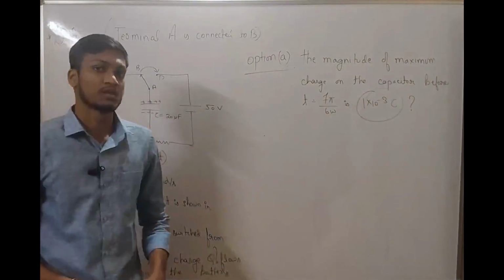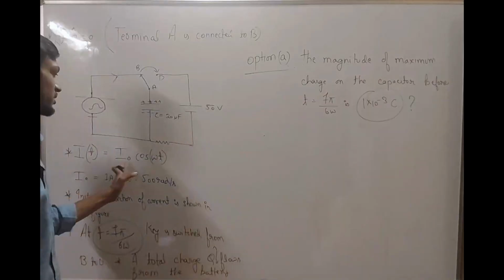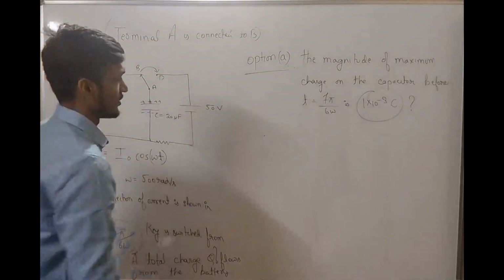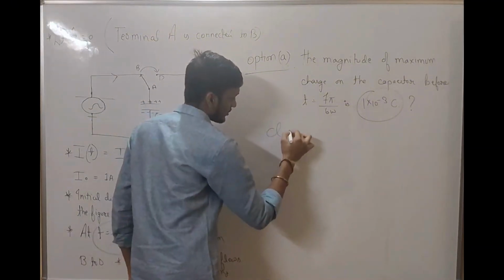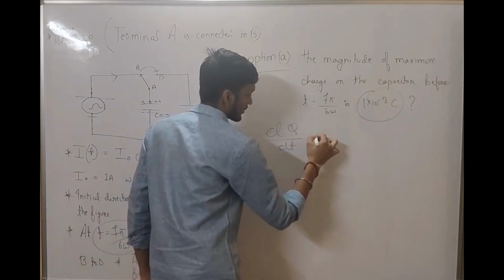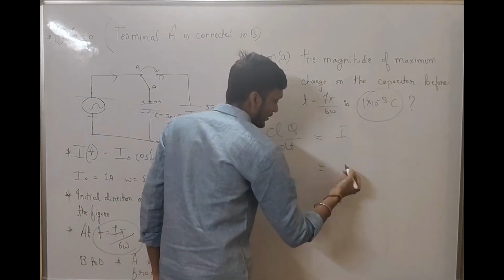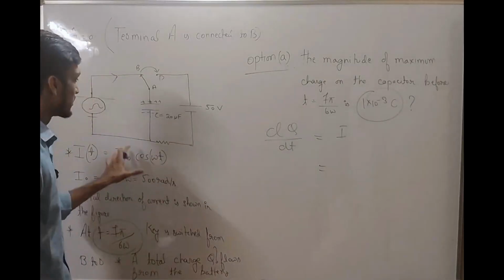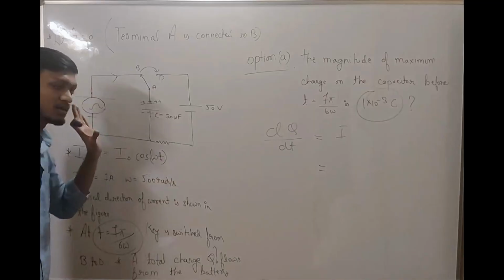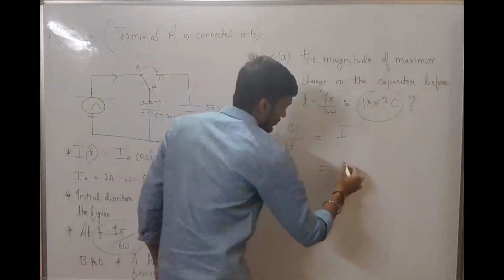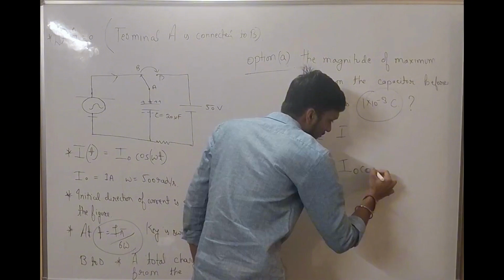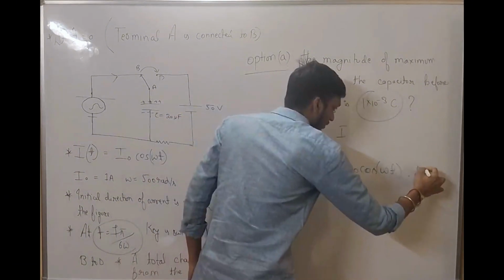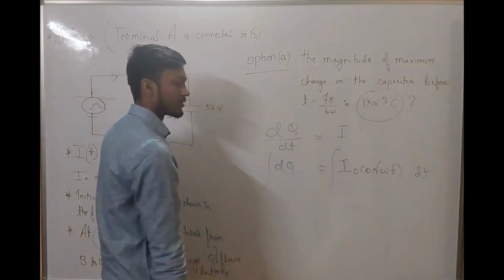First of all, the current equation is given to us. Can we determine a charge equation in this circuit? Definitely. We know that dq by dt is nothing but current. Replacing the current with the equation of the current given in the question, the AC source is supplying this much current with respect to time. So I can be written as I naught cos omega t, equal to dq by dt, right?